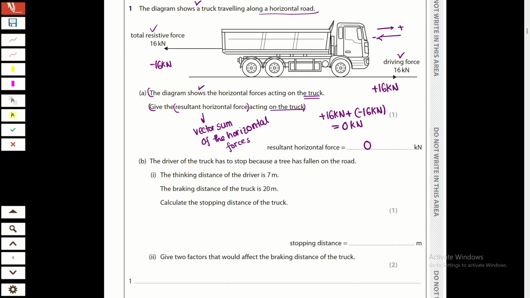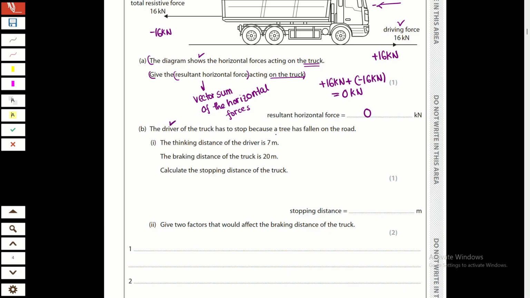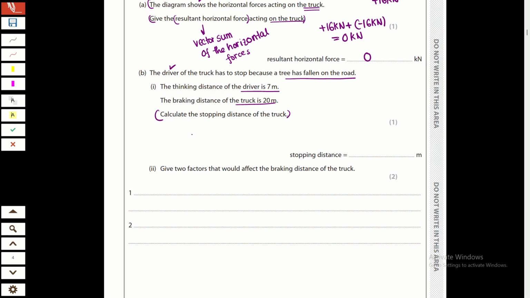Alright, so we have solved the first part of the first question. The driver of the truck has to stop because a tree has fallen on the road. The thinking distance of the driver is 7 meters. The braking distance of the truck is 20 meters. Calculate the stopping distance of the truck. We will use the formula: stopping distance equals thinking distance plus braking distance. So the thinking distance is 7 meters and the braking distance is 20 meters. If I add them together, I get 27 meters. So the total stopping distance is 27 meters.